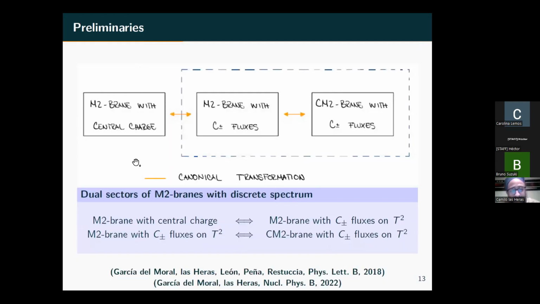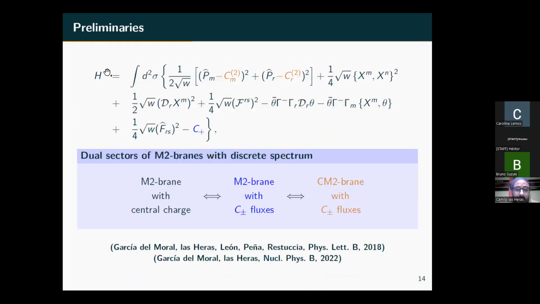Therefore, we have identified other sectors of M2 branes on a torus, which also share the good quantum properties of the M2 brane with central charge. These sectors were known as M2 branes with C plus-minus fluxes, and they admitted two different formulations that are connected through canonical transformations, okay? In the more general case, the Hamiltonian can be written in this way that we have here, where the black terms are just the same terms that I showed you before related to the M2 brane with central charge.